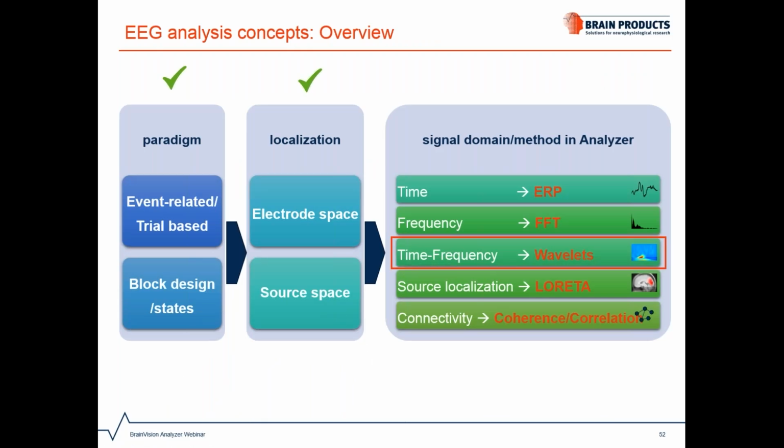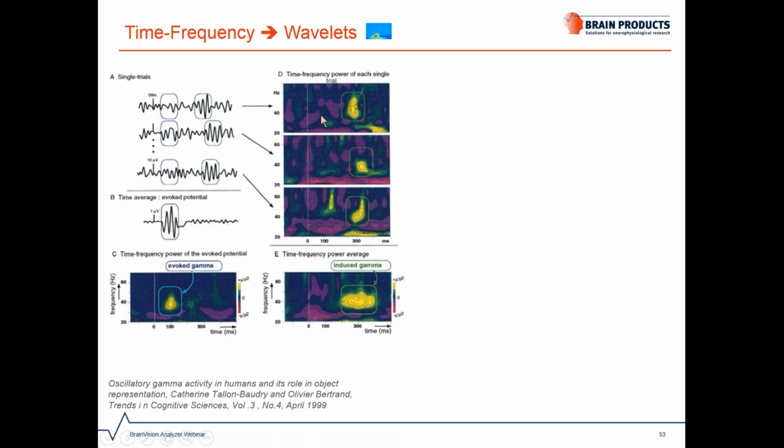Next, let us have a look into the time frequency domain, which is used to show transient effects which are specific to certain frequencies. It can also be applied to block design data, but is best demonstrated on data showing event-related activity. Time frequency panes are most often shown as color-coded values across time and frequency. This figure nicely shows the benefits of time frequency analysis, here using wavelets.